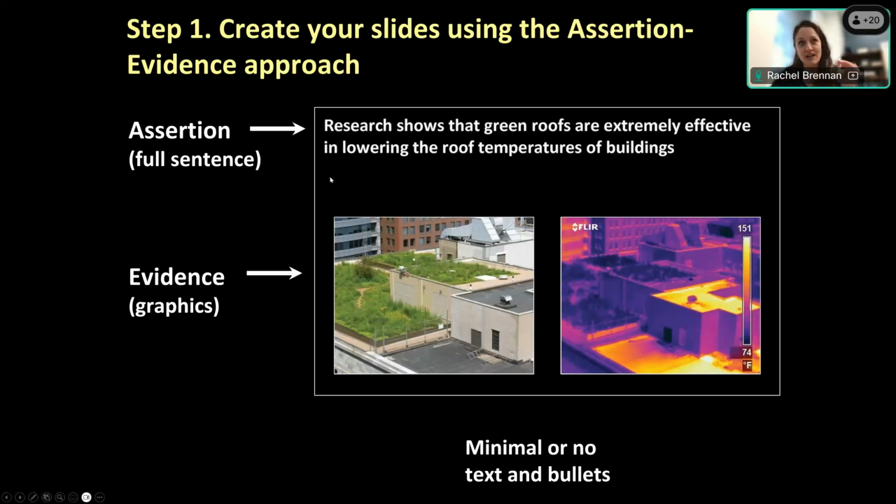So assertion evidence means you have two main components for your slide. The assertion is a full sentence at the top of your slide. Like this one: research shows that green roofs are extremely effective in lowering the roof temperatures of buildings. It's a full sentence in grammatically correct English. Only the first letter is capitalized, just like a real sentence.